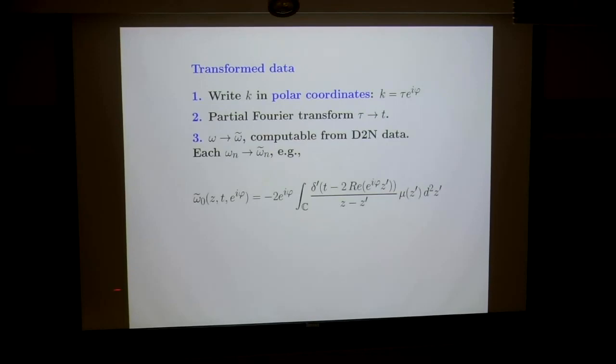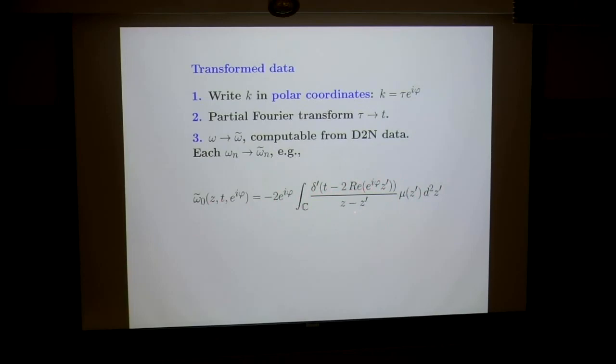And if you write down the expression for omega zero, it depends on z, which is a point in the complex plane, which we will eventually restrict to the boundary where we make our observations. It's a function of z and t, this virtual time variable, and e to the i phi, which is the incident direction of this wave that we're using, this virtual wave. So the phase factor in front, but basically what this thing is, it takes mu of z, so remember mu is, again, a simple nonlinear function of sigma, the conductivity, you're integrating it against a derivative of the delta function of this. This gives us a line. t minus this equals zero gives you a line in the plane.